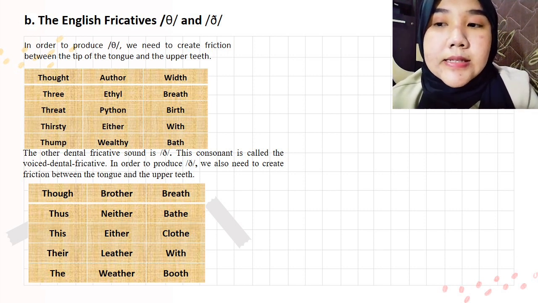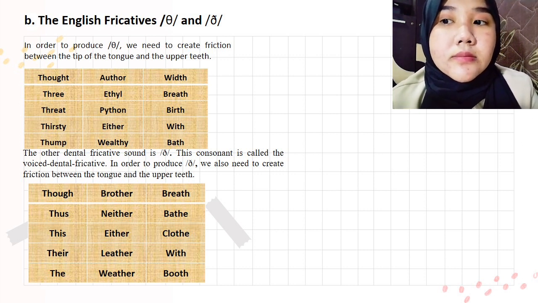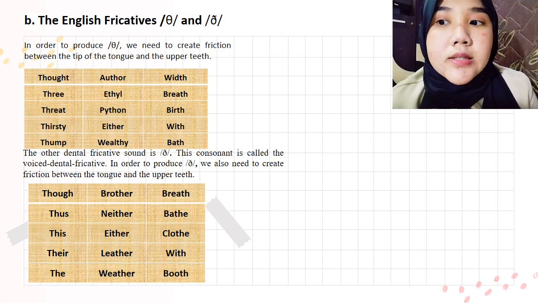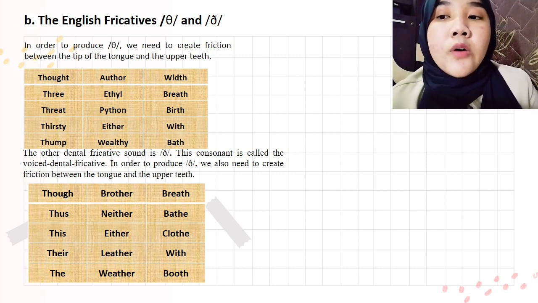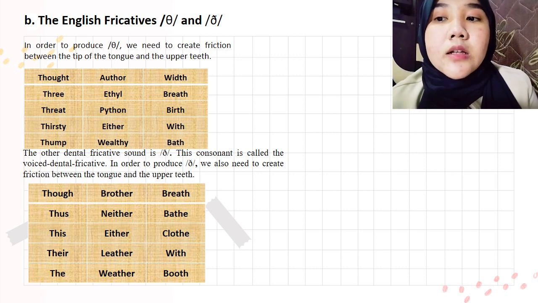Look at the examples. In the beginning of a word: those, those, this, there. In the middle of a word: brother, neither, either, leather, waiter. Okay, at the end of a word: bread, pad, cloud, with, pod.